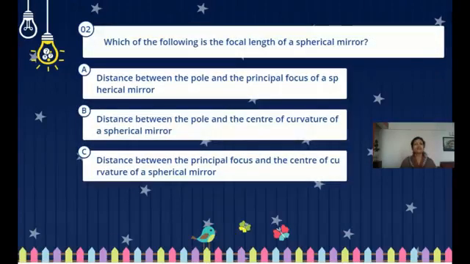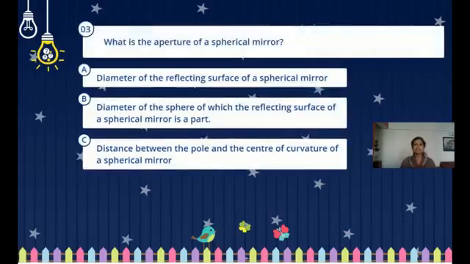Which of the following is the focal length of a spherical mirror? Whether it is the distance between pole and principal focus, distance between pole and center of curvature, or distance between focus and center of curvature. A, B, C, out of the three you have to select the correct one. Then the third question is, what is the aperture of a spherical mirror called? It is the diameter of the reflecting surface of the mirror, or the diameter of the sphere of which the reflecting surface is a part, or the distance between pole and center of curvature. So A, B and C, out of the three you have to think and write.